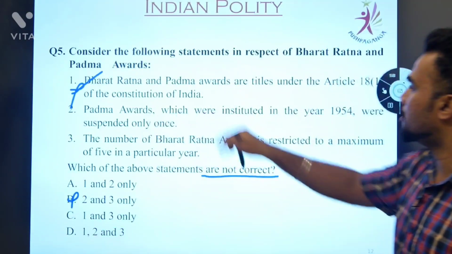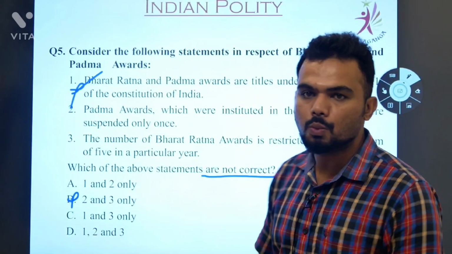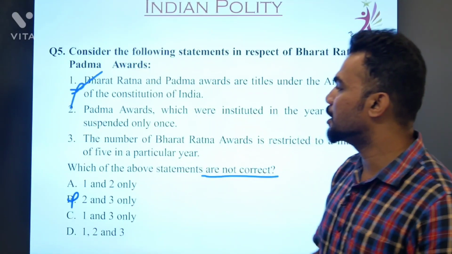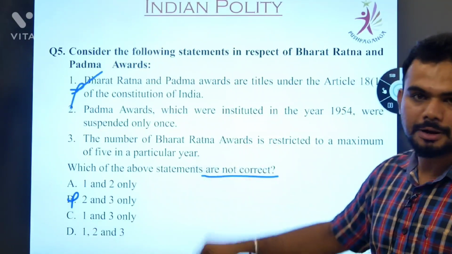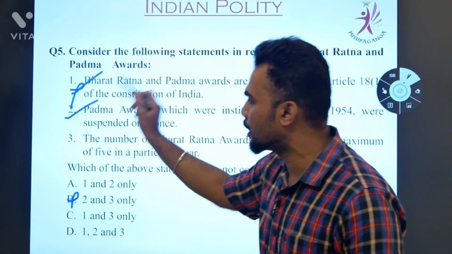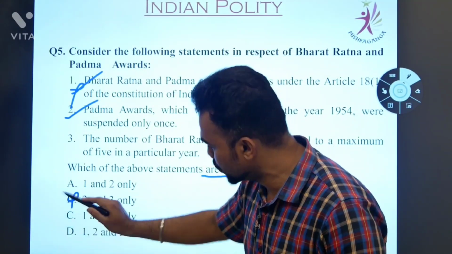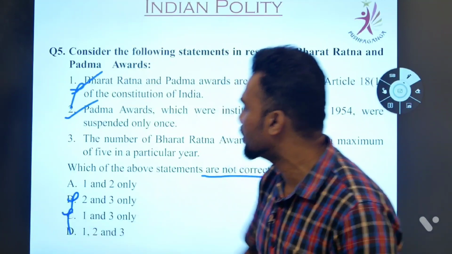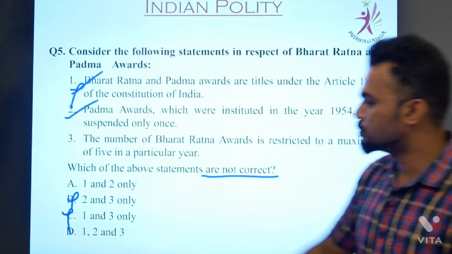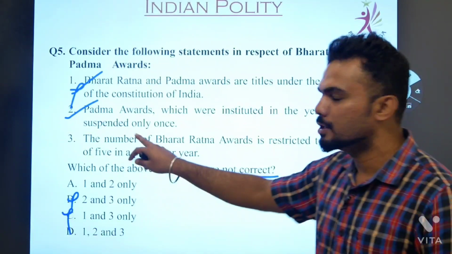Now, Padma awards which were instituted in the year 1954 were suspended only once. It was not suspended only once. It was suspended more than once, twice. So this is also not correct. So 1 and 2 cannot be left out of the answer. So the closest answers will be A and D. Which is the right answer will depend upon the third statement.